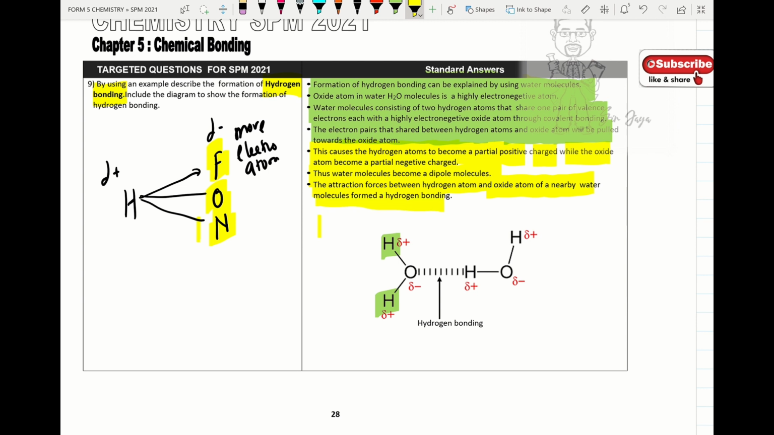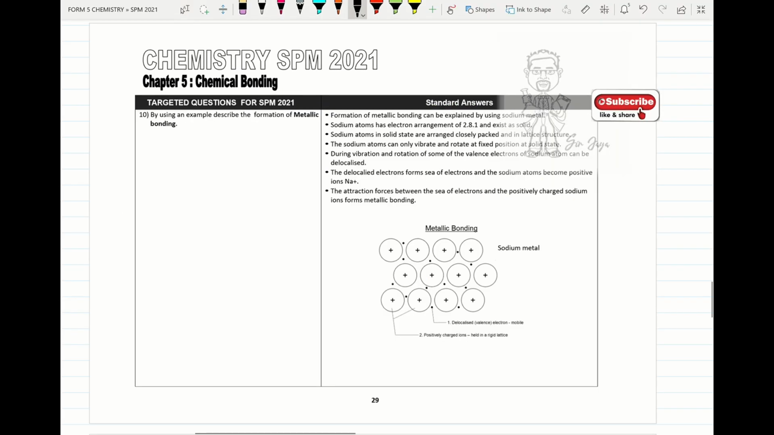So please remember all this and try to do the same for the ammonia molecule also. The formation of hydrogen bonding between the hydrogen atom and the nitrogen atom of a nearby molecule in ammonia can also be used to explain in an essay question. So please practice this one. We move on to the next question.